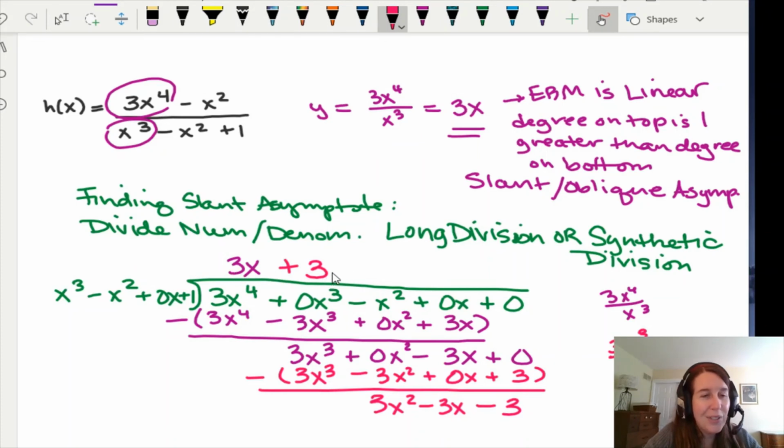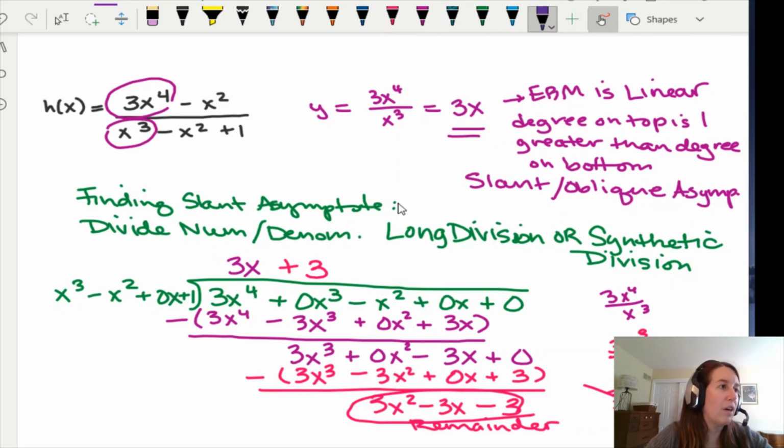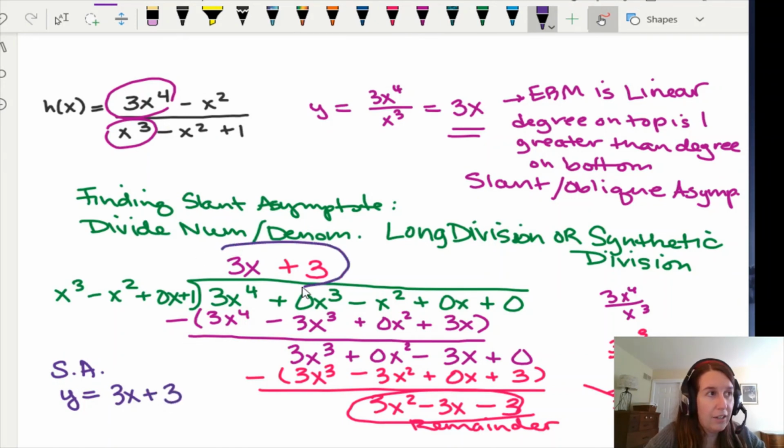We can't go lower than just a constant term, right? And look, if we try to divide 3x squared divided by x cubed, no, that's not going to give us a number that we can put up here. So this is the remainder. And guess what? We don't need it. So our slant or oblique asymptote, let's call it the slant asymptote, is the line y equals 3x plus 3 from right here.